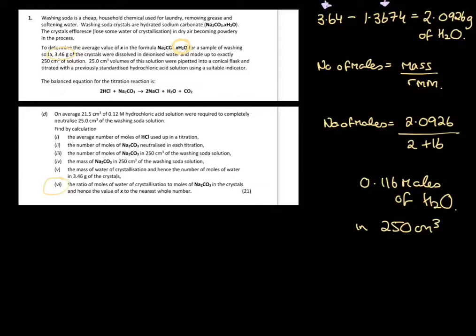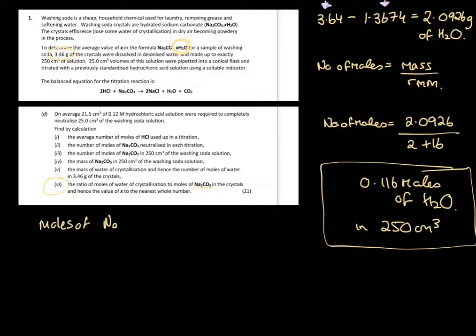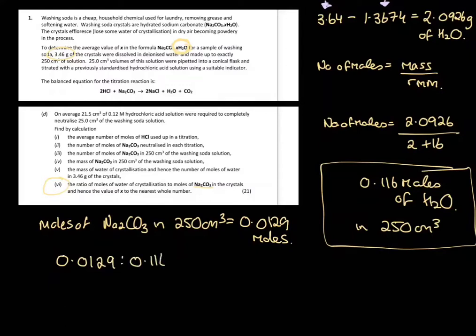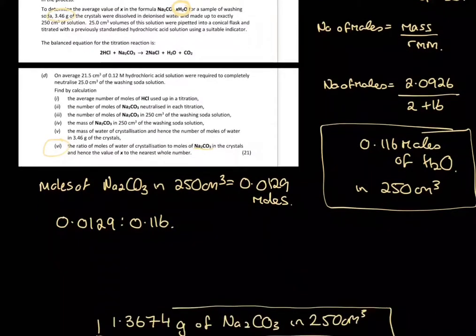Okay, the last one. The ratio of moles of water of crystallization to moles of sodium carbonate. So it's telling you exactly what to do. We have the moles of water. We worked out the moles of the sodium carbonate. Let's write it up here again. So we need to put it as a ratio. It's telling you what to do. So the 0.0129 moles to the 0.116 moles of water to work that out.